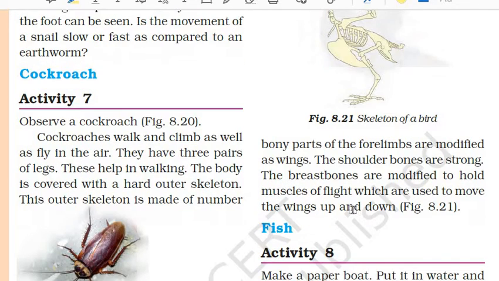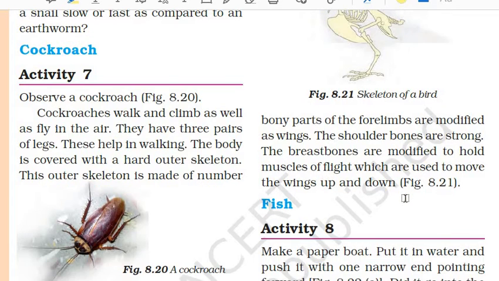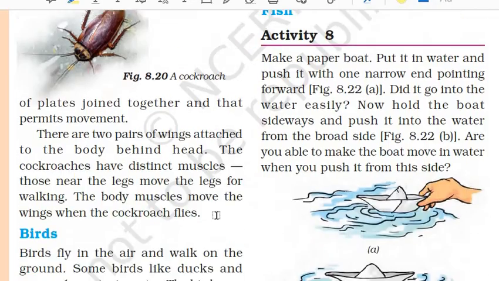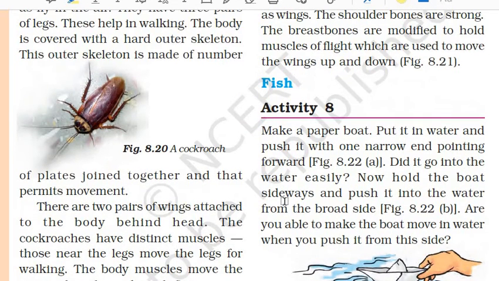The shoulder bones are strong. The breast bones are modified to hold the muscles of flight, which are used to move the wings up and down, and that's how the bird flies.